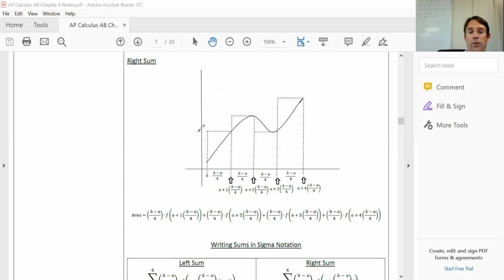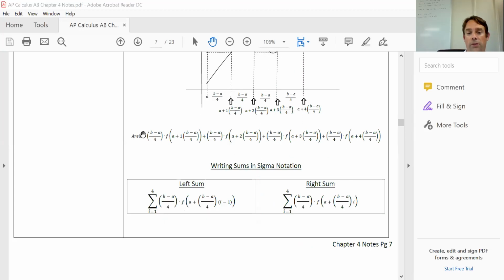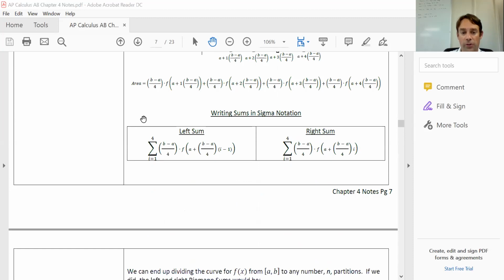And friends, that's what we see down here. We're just adding more rectangles. The i just tells you which rectangle we're dealing with, so how many widths we're going.